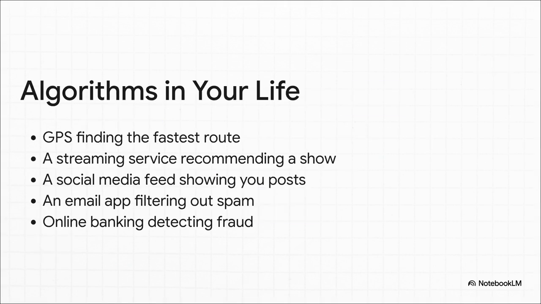Seriously, think about it. Your GPS finding the fastest route, that's just an algorithm taking all the roads as input and finding the best one for an output. A streaming service recommending a show you'll love? That's an algorithm analyzing your viewing habits. Social media feeds, email spam filters, your bank detecting fraud. They are all, deep down, just much, much more complex versions of the recipe we just built together.